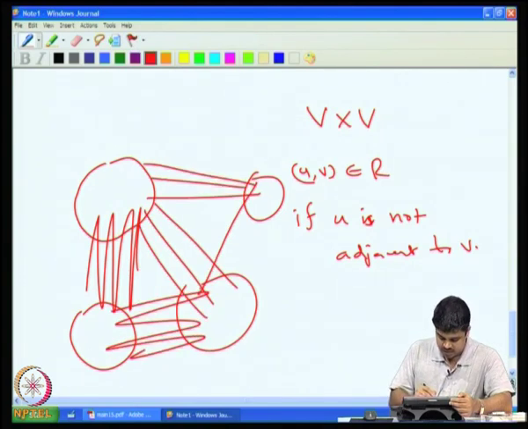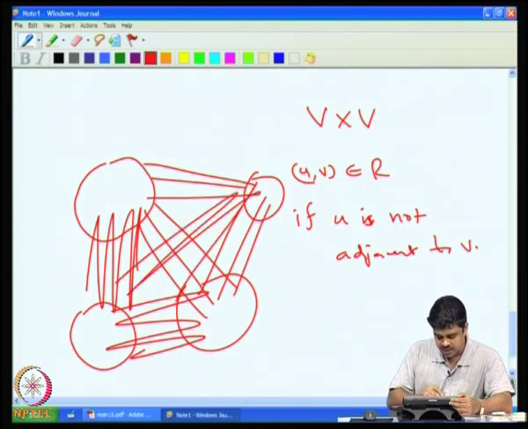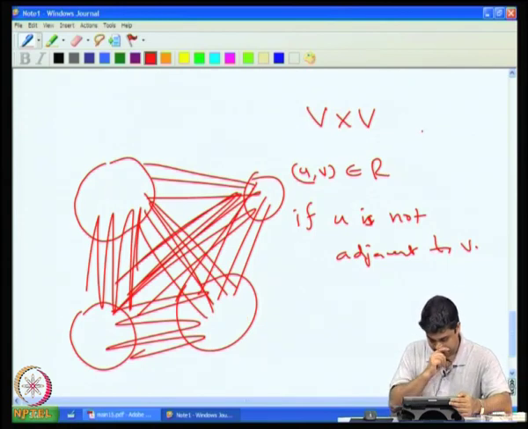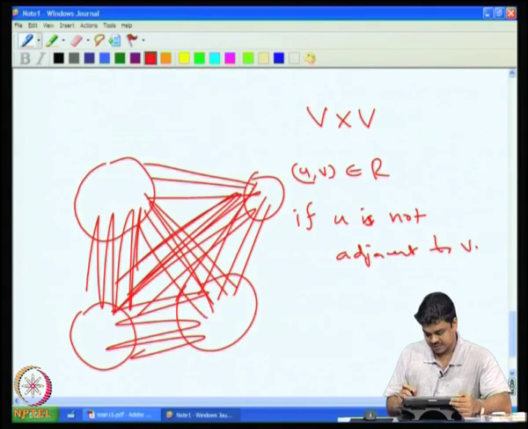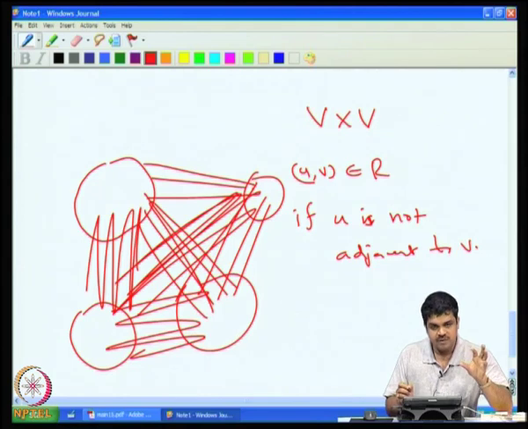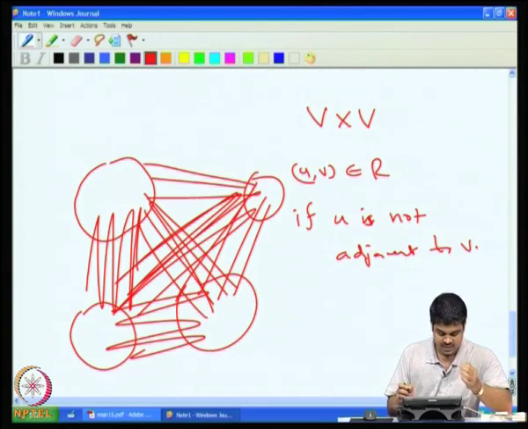So, when the underlying graph is not a complete K-partite graph, right, this relation of non-adjacency cannot be an equivalence relation. Why? Because an equivalence relation will give you equivalence classes. That means, if you take a class, none of them will be adjacent with each other, that means any pair among them will be non-adjacent.